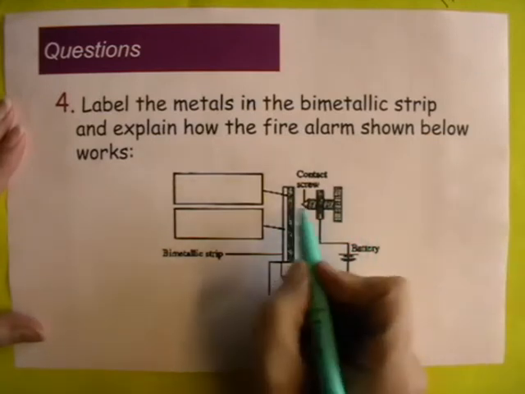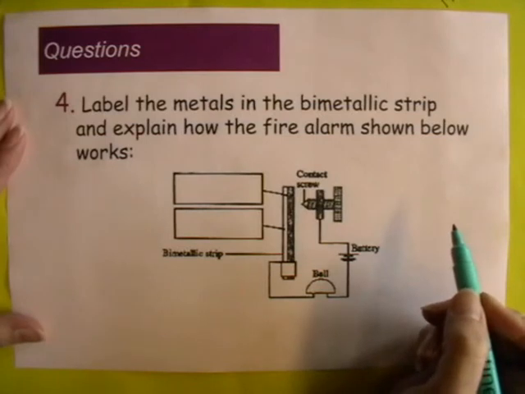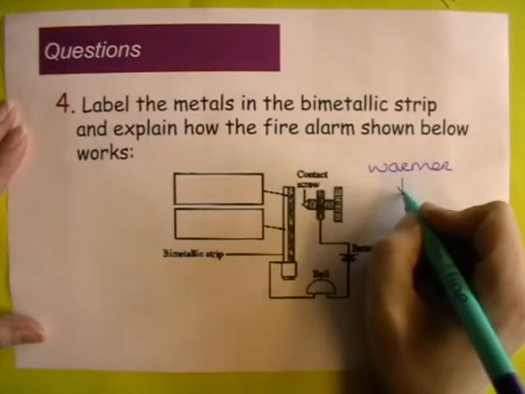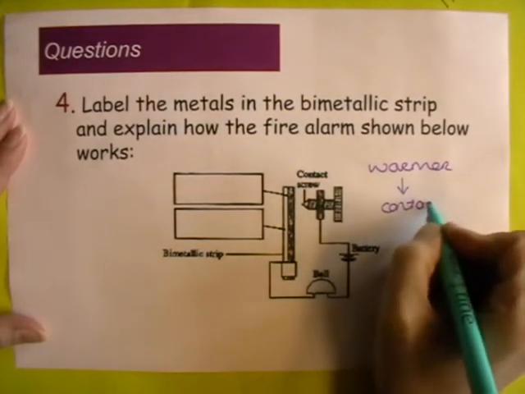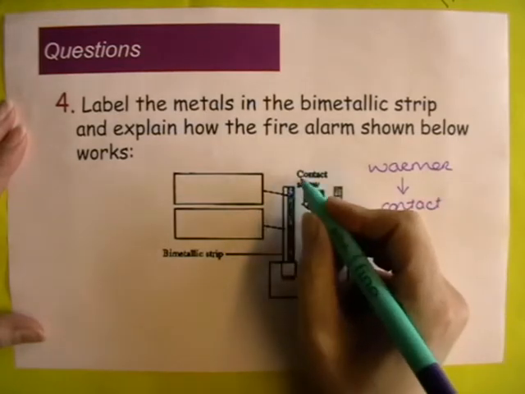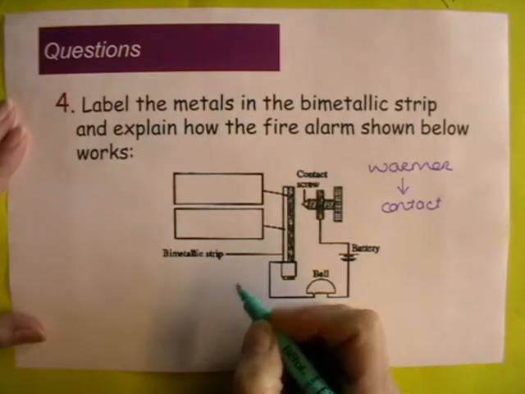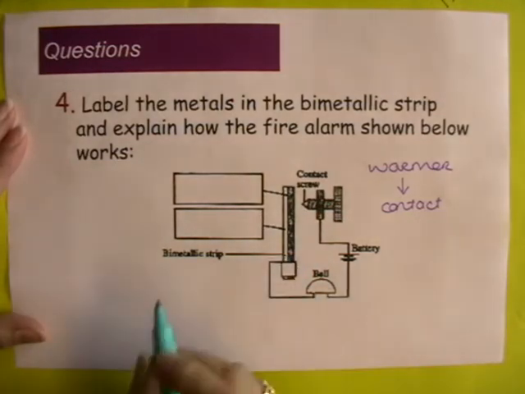And let's think about when we want to make contact. We want to make contact when there's a fire, in other words, under warmer conditions. So when it gets warmer, we want contact. So we want the bimetallic strip to bend towards the contact screw. So we want the material that expands the most on the outside.